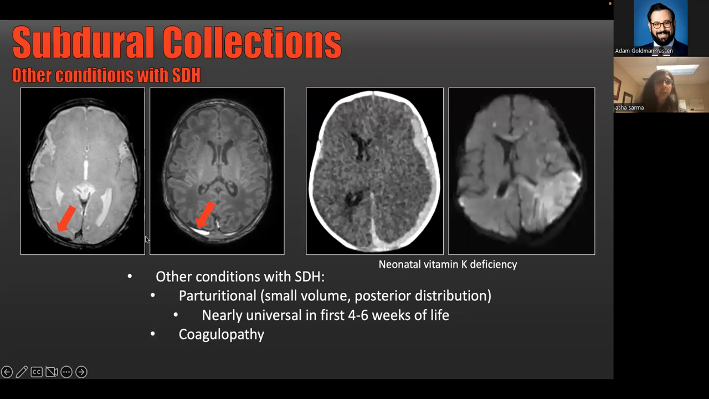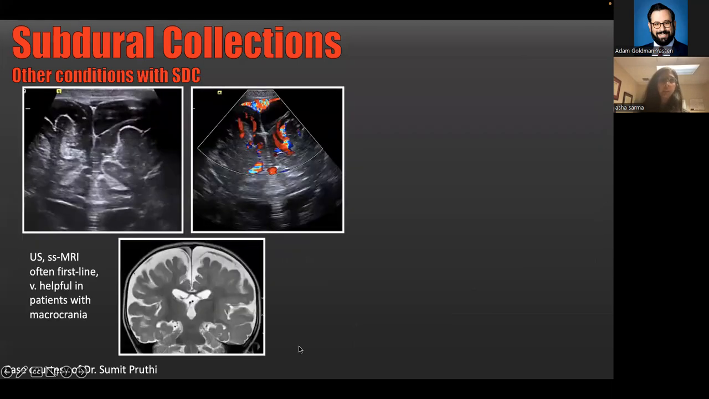Also, you shouldn't probably see these after like 1-ish months. And then this was an example of a case with neonatal vitamin K deficiency. You can see this patient had come in with this catastrophic hemorrhage and some parenchymal injury. So coagulopathies are another potential reason. So the patient might need more medical workup to exclude those kinds of scenarios.